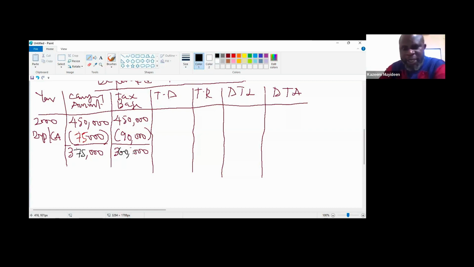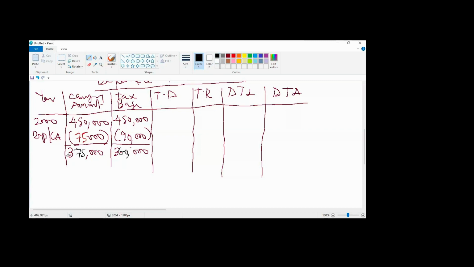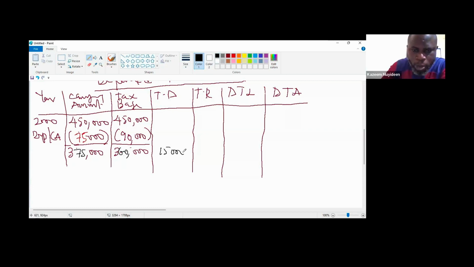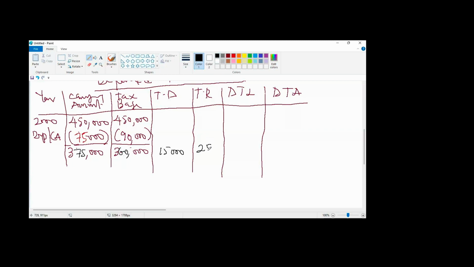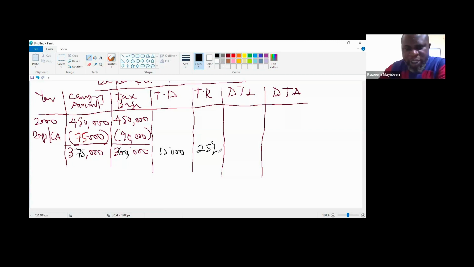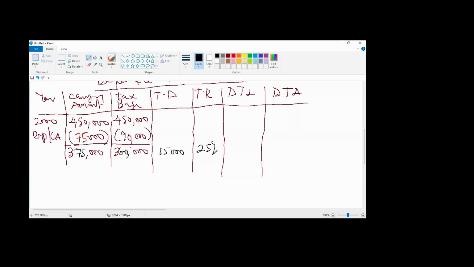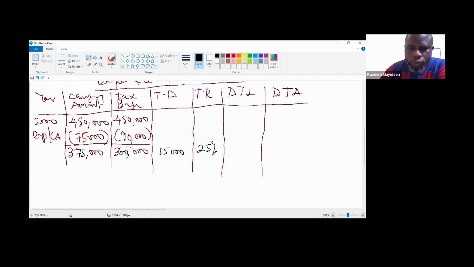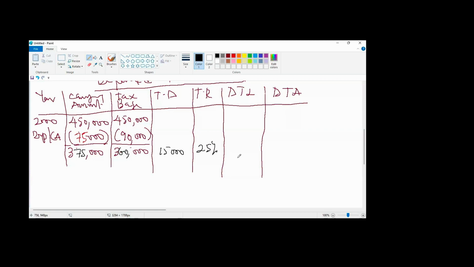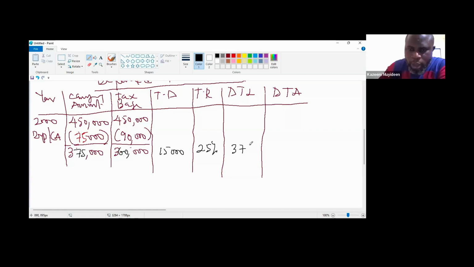What is the temporary difference now? 15,000. Tax rate of 25%. Deferred tax liability or deferred tax asset? Deferred tax liability. Of how much now? 3,750. 3,750.